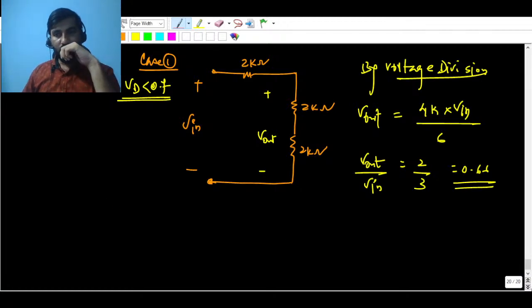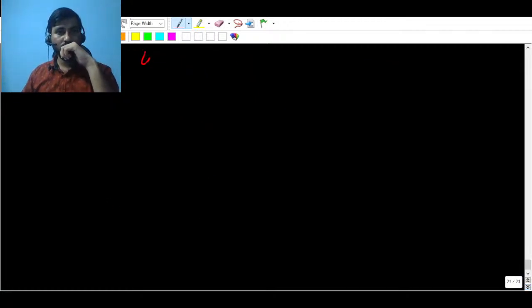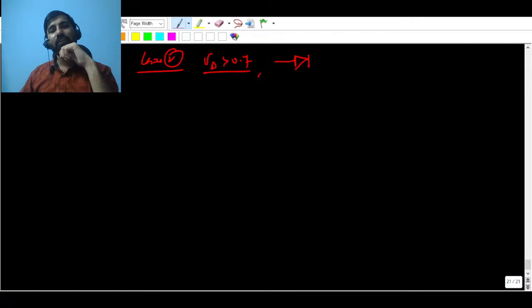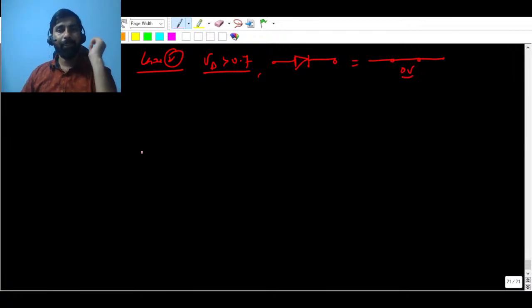Now case 2 is going to be what? Case 2, when your VD is greater than 0.7, it means that the diode can be replaced by a short circuit, 0 volt, or zero resistance short circuit, right?